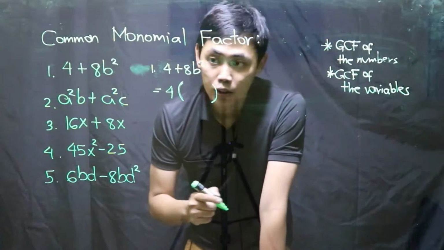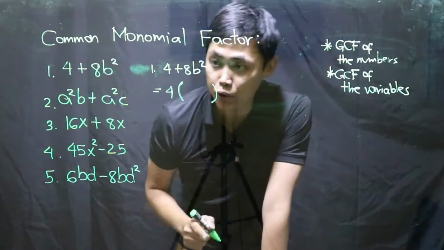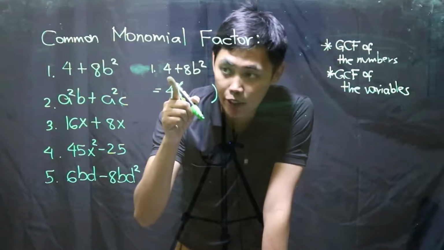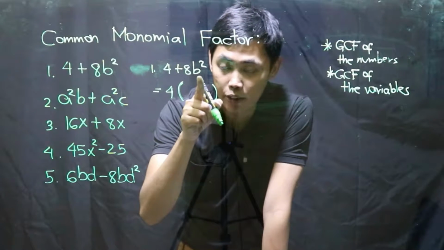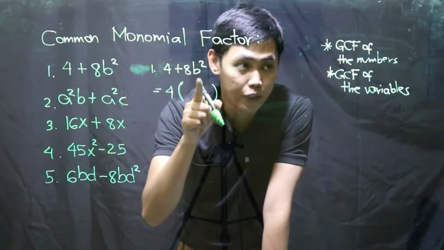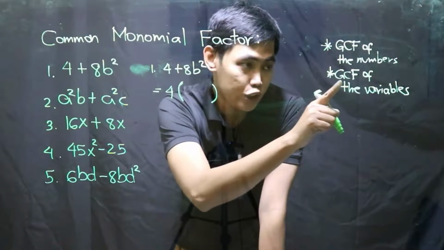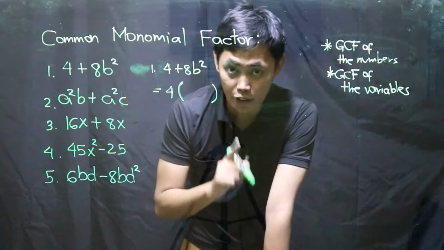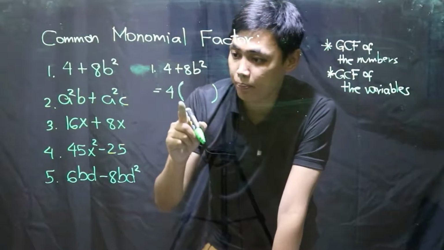Okay. So, let's go to the variables. Is there a variable with 4? No. Is there a variable with 8? Yes, we have b squared. Therefore, if you cannot find a GCF, just leave it as is. Alright? Okay, so let's move on to the next step.